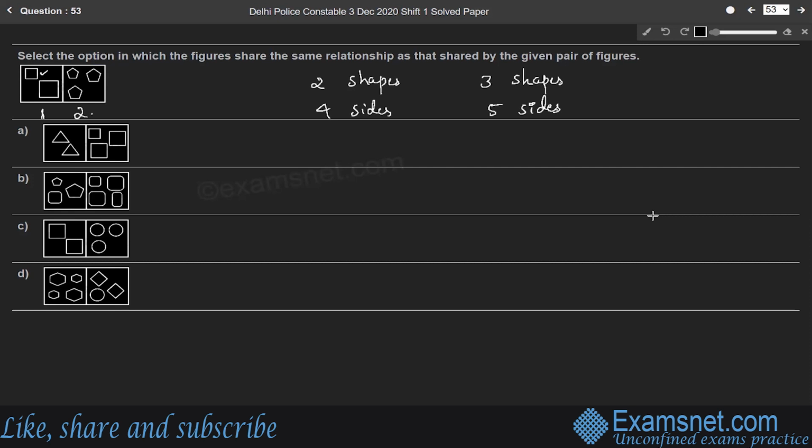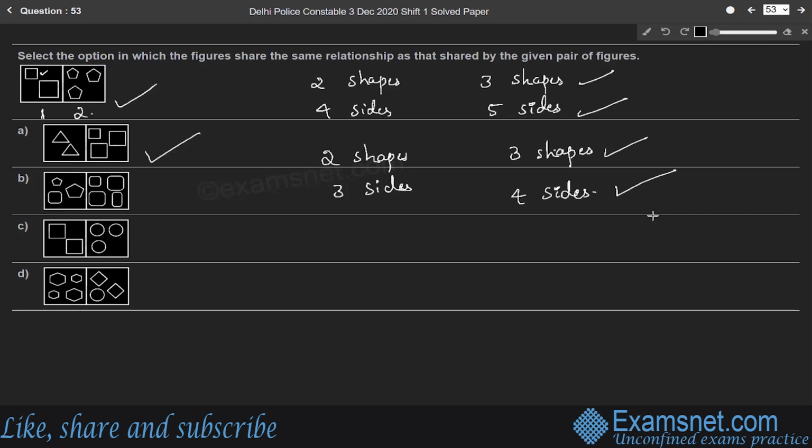Come to option A, where there are two shapes, two triangles. In figure 2 there are 3 squares, that is 3 shapes. So the number of sides is 3, whereas in figure 2 there are 4 sides in each shape. So here the number of shapes and sides are increased by 1 in the given pair of figures, and in option A also the number of shapes and sides are increased by 1. Hence, option A is the right answer.